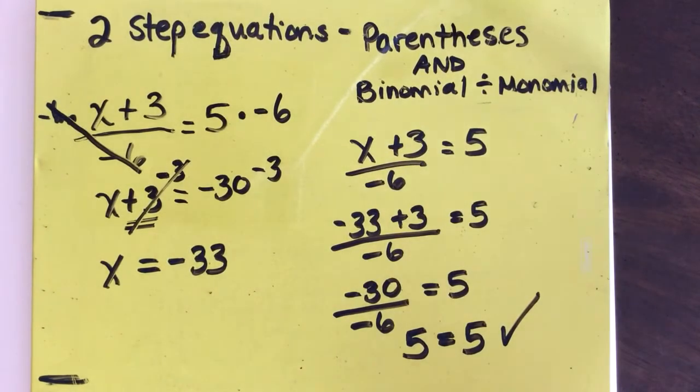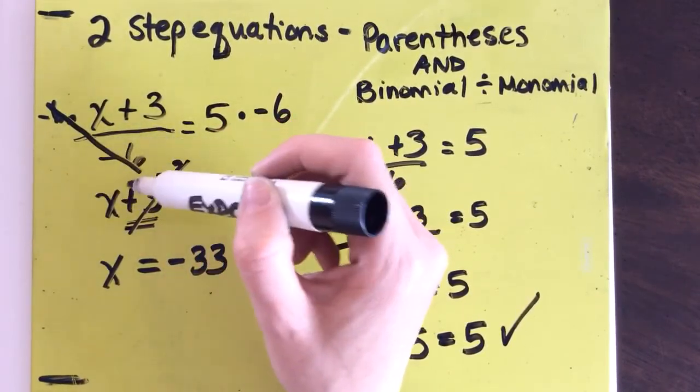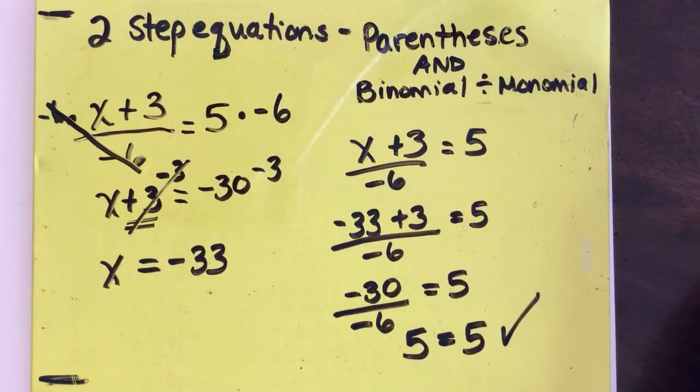Okay, so that's an example of how to do both equations using parentheses and equations that involve a binomial divided by a monomial, making sure that you always take care of that denominator first before you tackle anything in the numerator.